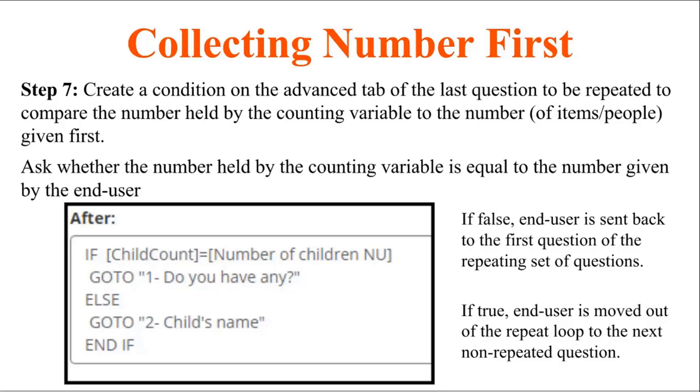So move them out of the loop into the next section. Otherwise, if the child count shows they haven't gone through the number of times they said they needed to, send them back to that first question that's to be repeated, which is 2-child's name. So if true, send them out of the loop. If false, take them back to the beginning question of the loop and let them go again, which will set the counter again each time after they hit the continue button.